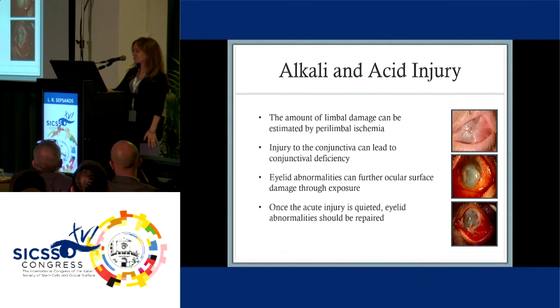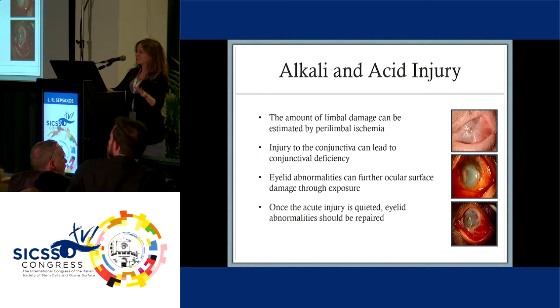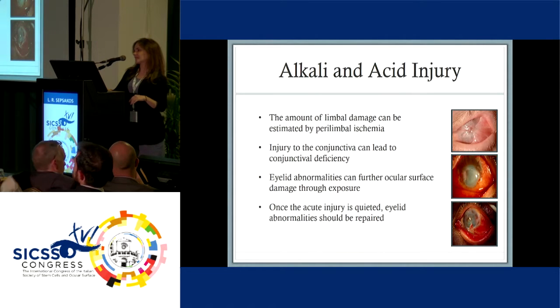Moving on to toxic and traumatic, we'll start with chemical injuries. In these patients, the amount of limbal damage can be estimated by perilimbal ischemia. However, many times it's just time that will tell how many limbal stem cells are actually functioning in these patients. They can also get conjunctival deficiency from injury to the conjunctiva, and eyelid abnormalities, which further worsen ocular surface problems through exposure. So once the acute injury is quieted, it's recommended that these eyelid abnormalities be repaired.